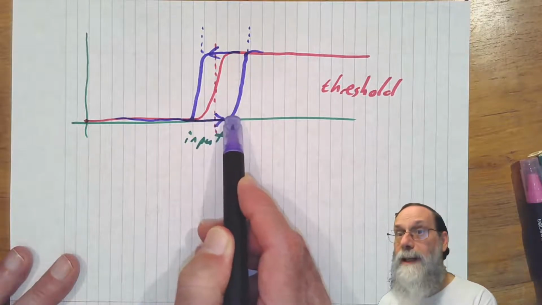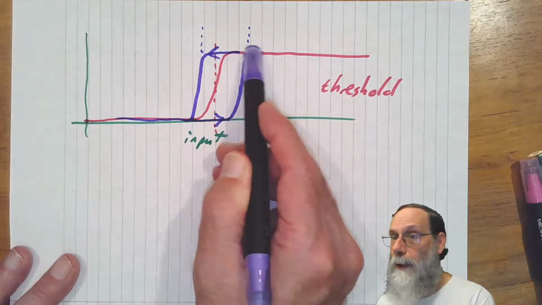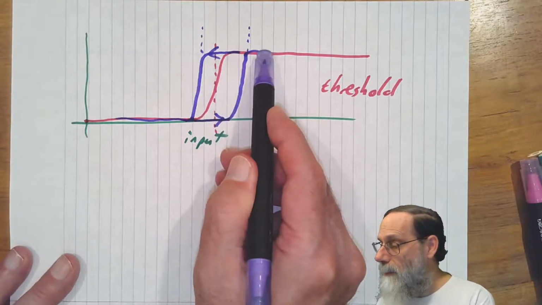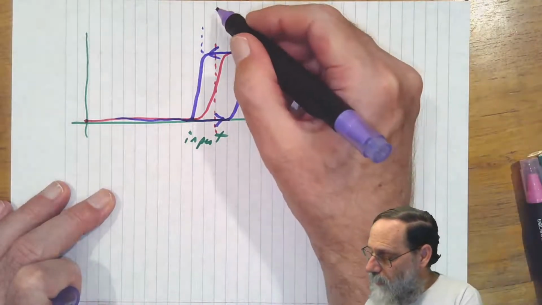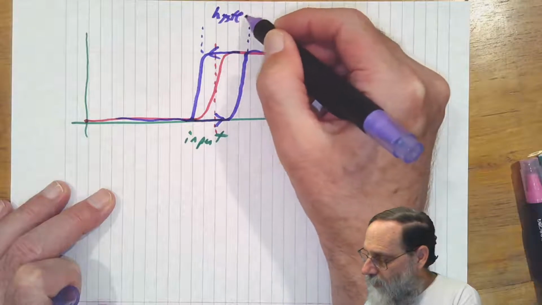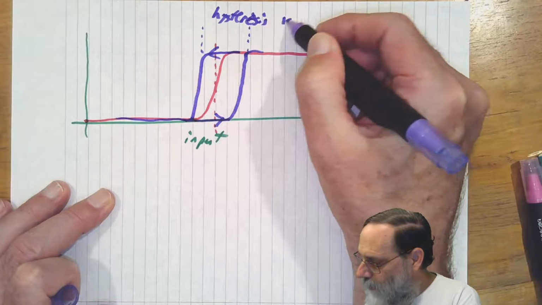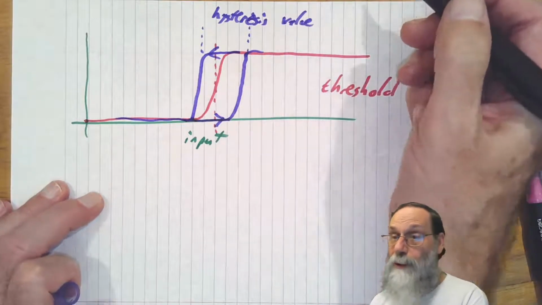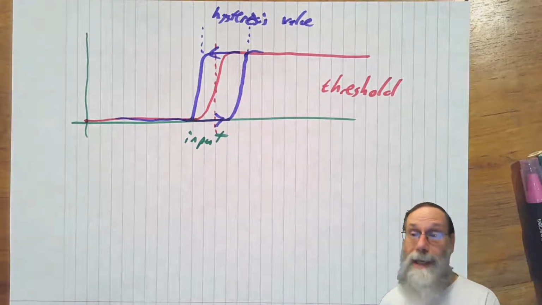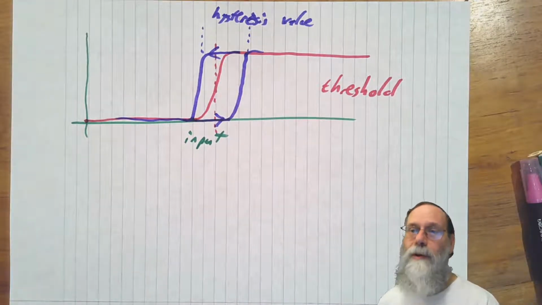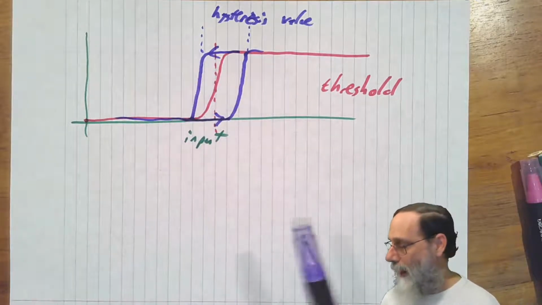We have to get all the way up to here before we turn on, and then once we've turned on, again, we can flicker back and forth here without turning off, as long as our noise is less than this difference between the two inputs. And that's often referred to as the hysteresis value, or if it's a voltage, the hysteresis voltage. And that's the difference between these two things. So as long as your noise is less than that, you're not going to get the double transitions. You'll only get transitions when you actually move all the way past one of these.